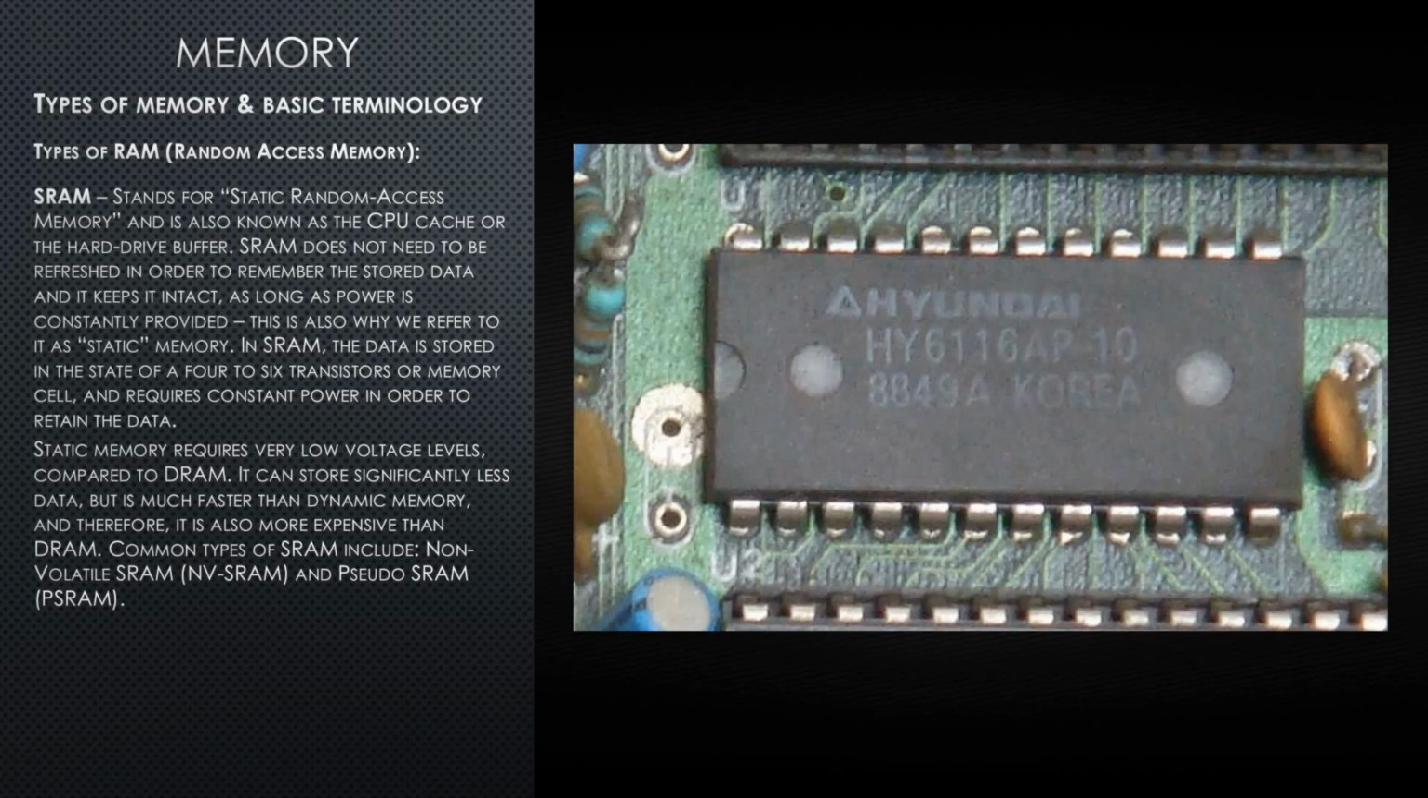Static memory requires very low voltage levels compared to DRAM. It can store significantly less data, but is much faster than dynamic memory, and therefore it is also more expensive than DRAM. Common types of SRAM include non-volatile SRAM, or NVSRAM, and pseudo-SRAM.